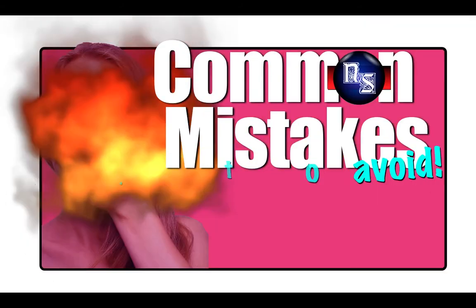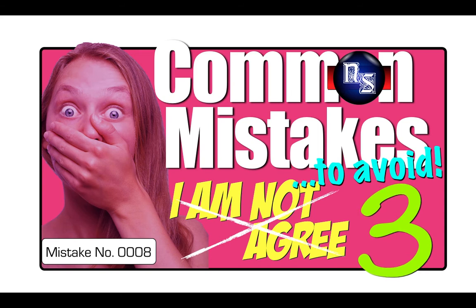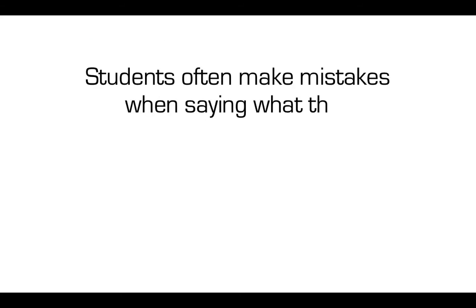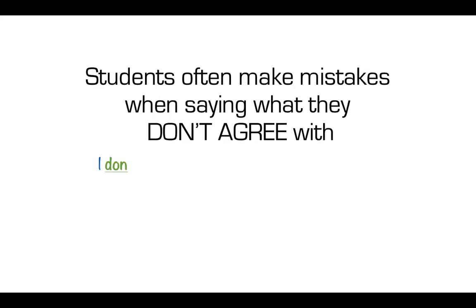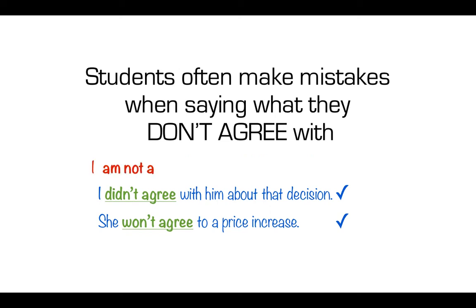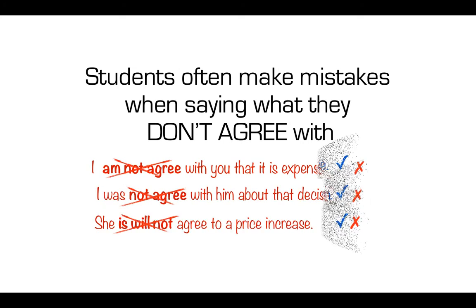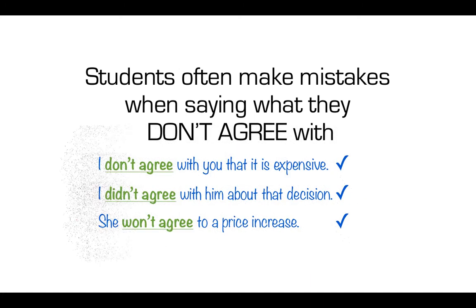Here we're going to look at some more common mistakes and how to avoid them. And this common mistake, "I am not agreed." Students often make mistakes when saying what they don't agree with. The correct versions are, of course, "I don't agree with you that it is expensive." "I didn't agree with him about that decision." "She won't agree to a price increase." Students often say something else, like "I am not agree," "I was not agree," or "she is will not agree." These are all bad mistakes, and don't make them.